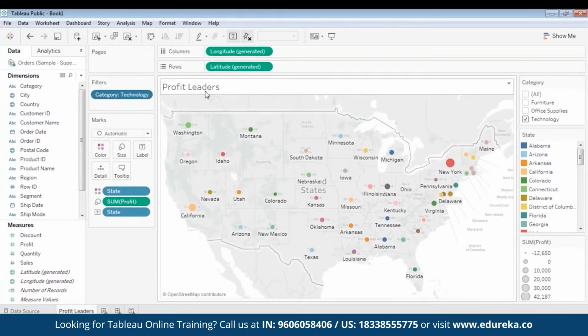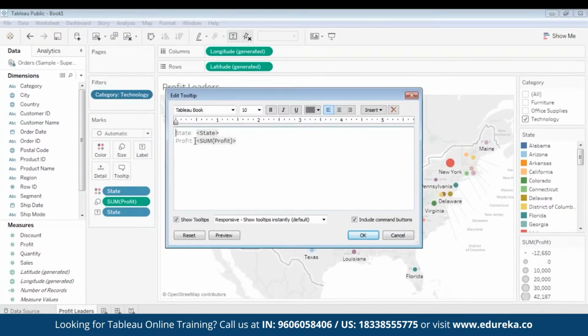So there are multiple parameters, guys, filters, right? Color, size, label, tooltip. Tooltip is nothing but basically when you are hovering over here, you can see you are getting state name and the profit, right? So you can define it through tooltip. If I just click on this tooltip, it is giving state and profit. If you want some other parameter as well, you can add it. If you want to remove any of the parameters, if you just want profit, you don't want the state name because state name is already there, you can just remove it, right? So that is what tooltip is.